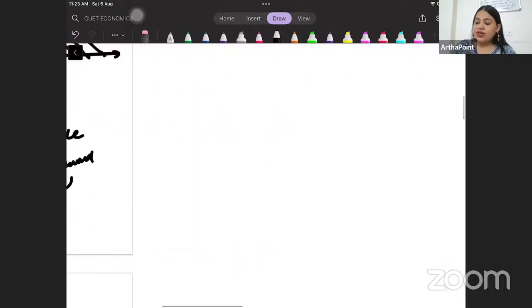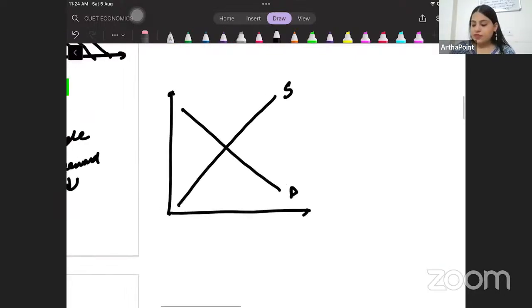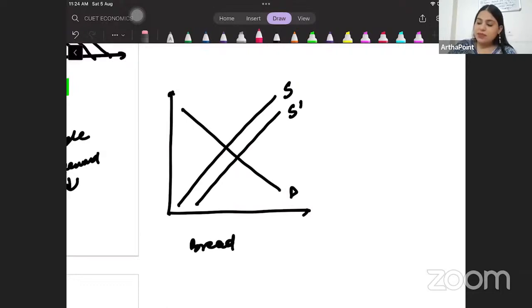So ideally what is happening here is that this is my bread market. This is the demand of bread. This is the supply of bread. This is the bread market. The supply of bread is increasing. And when the supply of bread is increasing from B to B dash, the price of bread is decreasing from P to P dash.